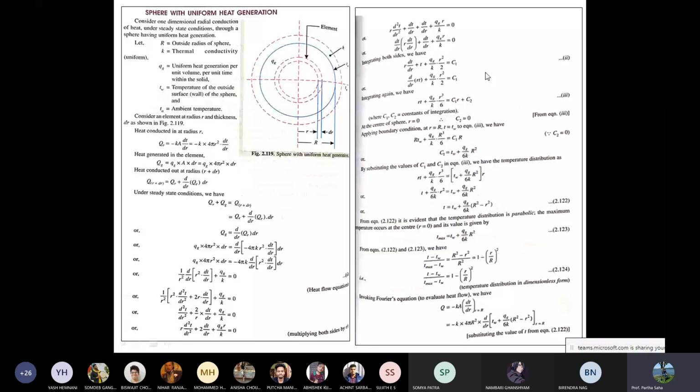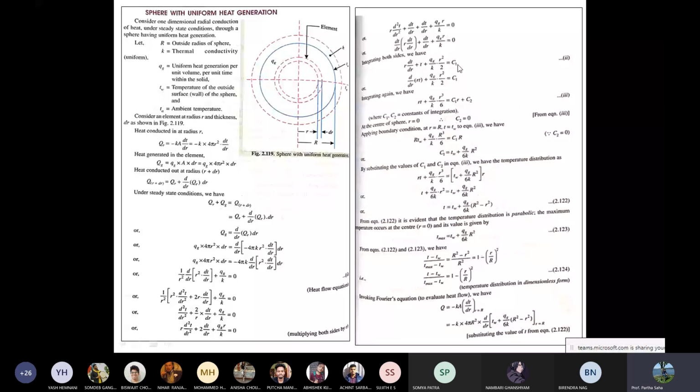Now again, if you do integration, then r dT/dr equals... multiply by r squared. So if you multiply by r squared, it will become r dT/dr, and it becomes T because we are multiplying by r dr. So the integration of dT will become T, and this will be r dT/dr plus qg/k r squared by 2 equal to C r.